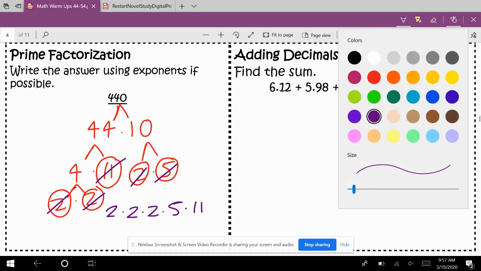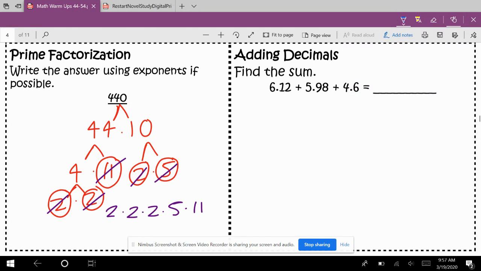So let's look at that. So 2, we have 3 2s, so we can do 2 to the 3rd power times 5 times 11. So that is our final answer there. All right, so you might have started with different numbers up here, and that's totally fine. But as long as you ended up with 2 times 2 times 2 times 5 times 11, then you're good to go.